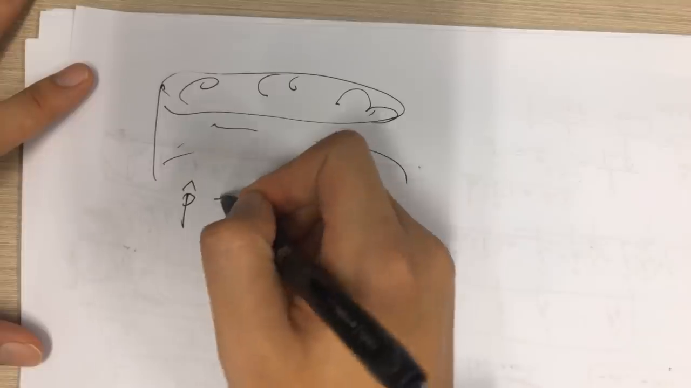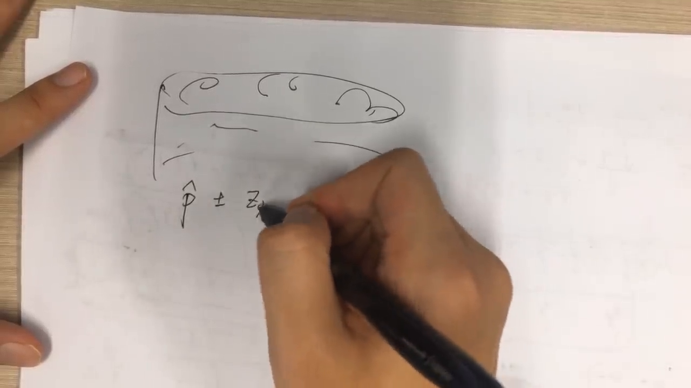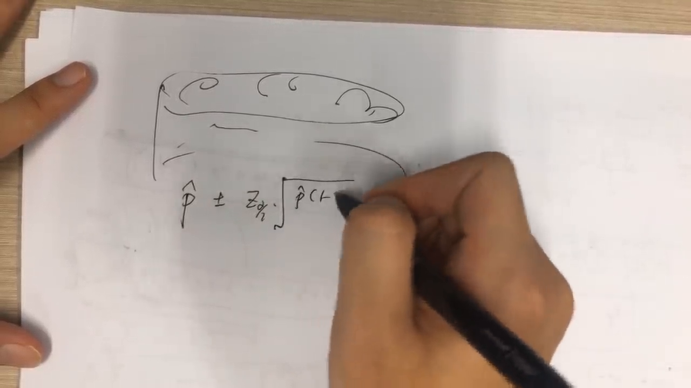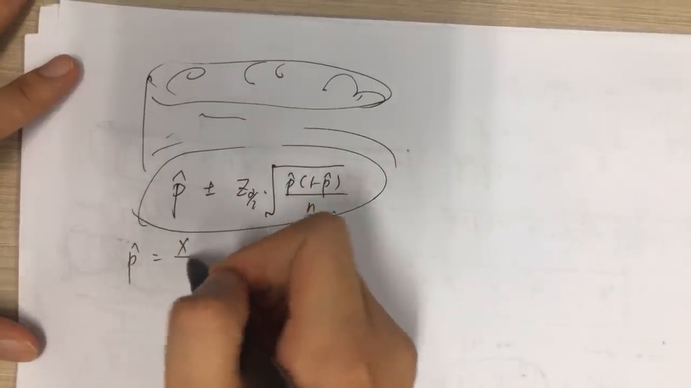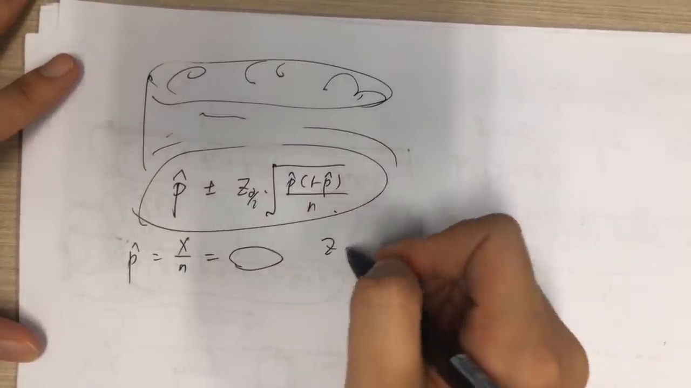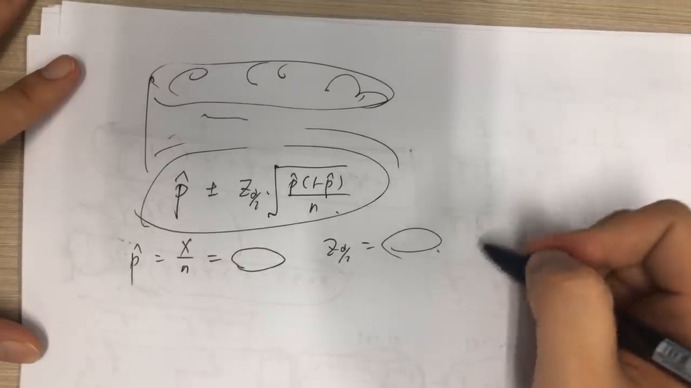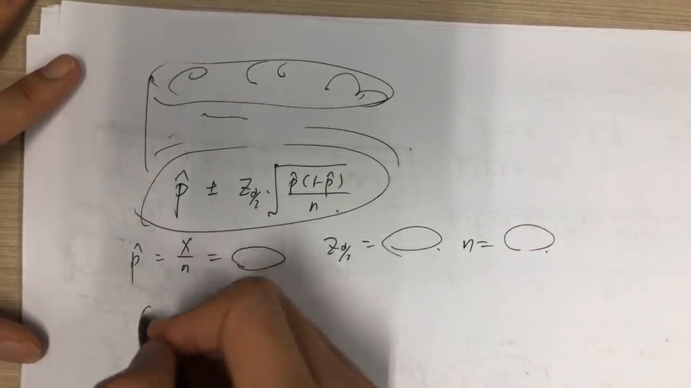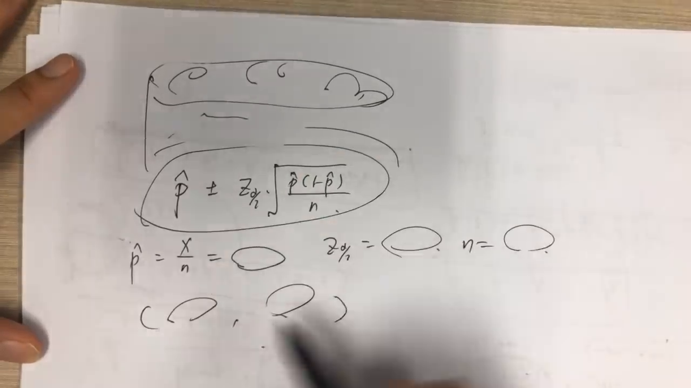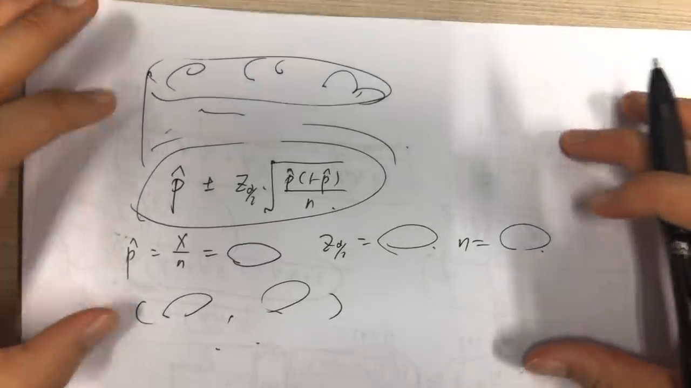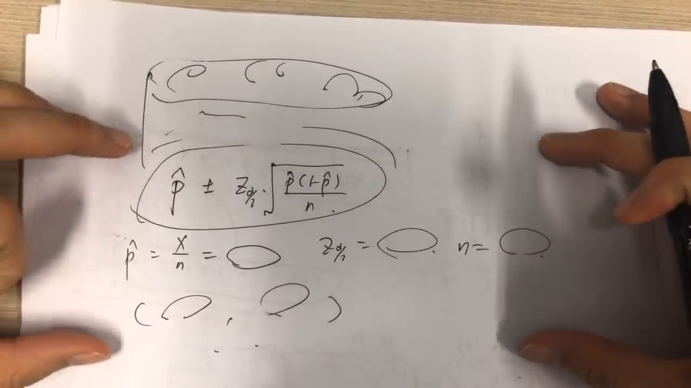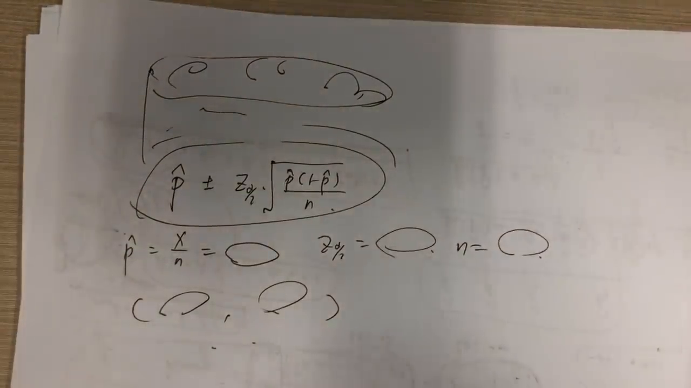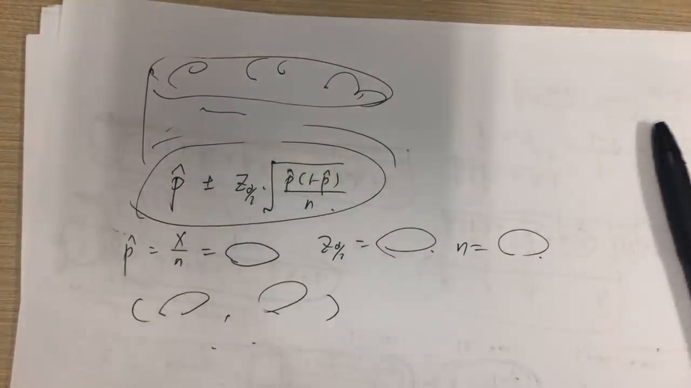For estimating P, it's p hat plus or minus z alpha over 2 times the square root of p hat times 1 minus p hat divided by n, right? And you just state the formula, calculate p hat, find the z value and n, and then the confidence interval is calculated to be what. That's basically how to present your answer in your final exam. It's not that strict.